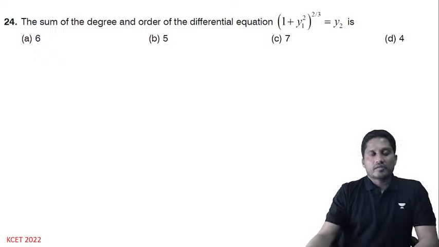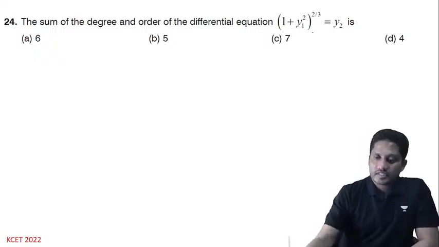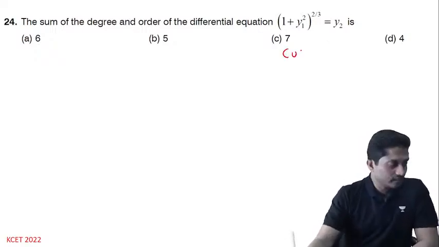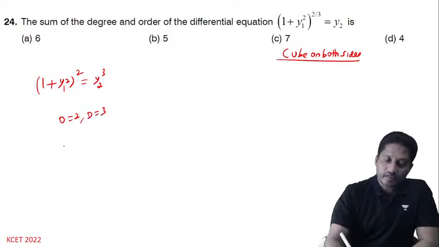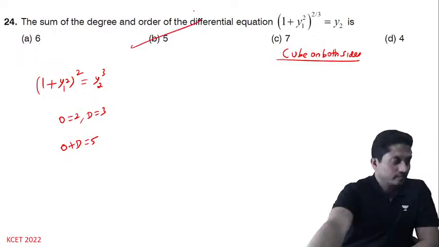Sum of the degree and order of the differential equation. If I cube both the sides, you will get (1 plus y1 square) to the power of 2 is equal to y2 the whole cube. So this means that order is 2, degree is 3, sorry. Order plus degree will be equal to 5. Answer is option B.